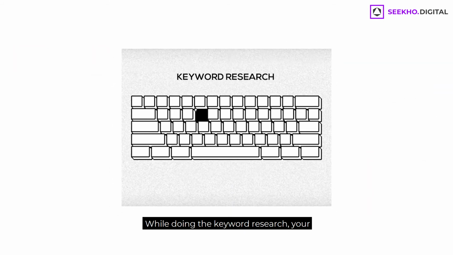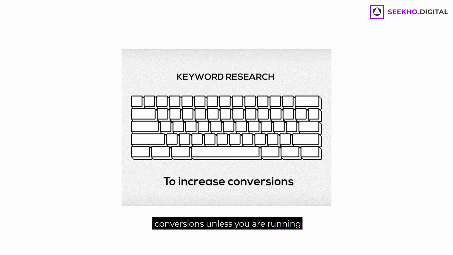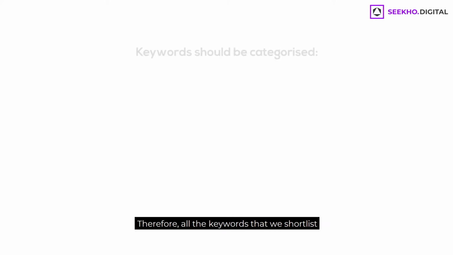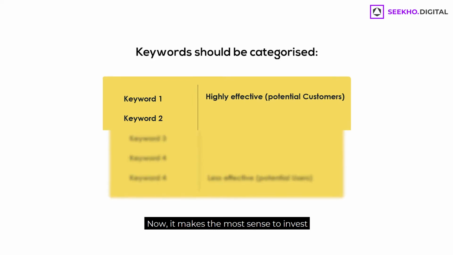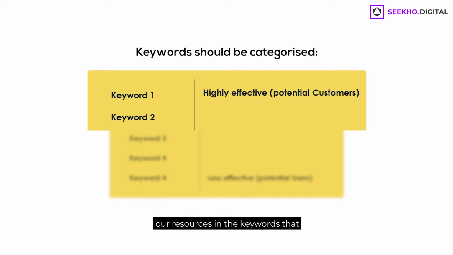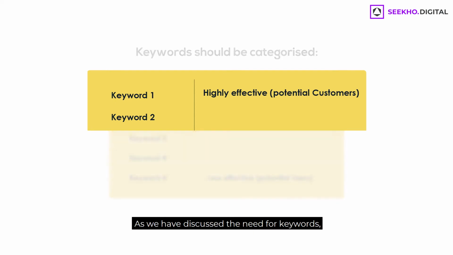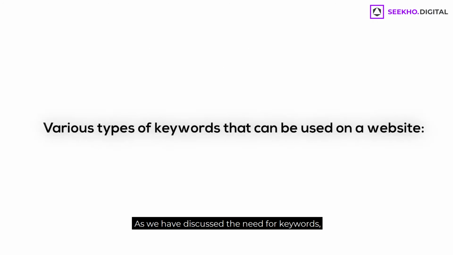While doing the keyword research, your primary objective should be to increase conversions, unless you are running a campaign focusing on awareness. Therefore, all the keywords that we shortlist should be categorized by how effective they are at converting users to customers. Now, it makes the most sense to invest our resources in the keywords that are most likely to aid in conversions. As we have discussed the need for keywords, we will now discuss the various types of keywords that can be used on a website.